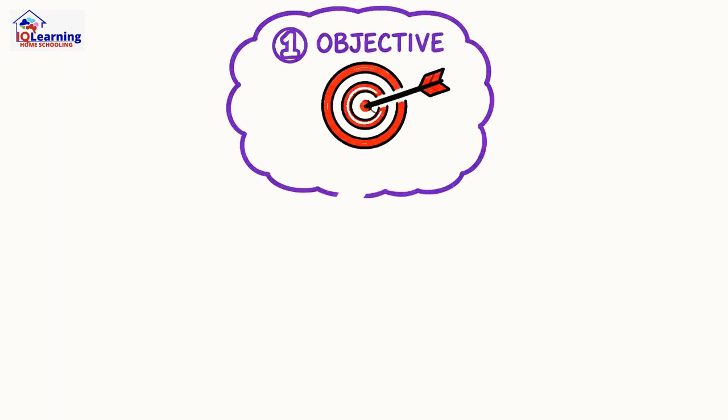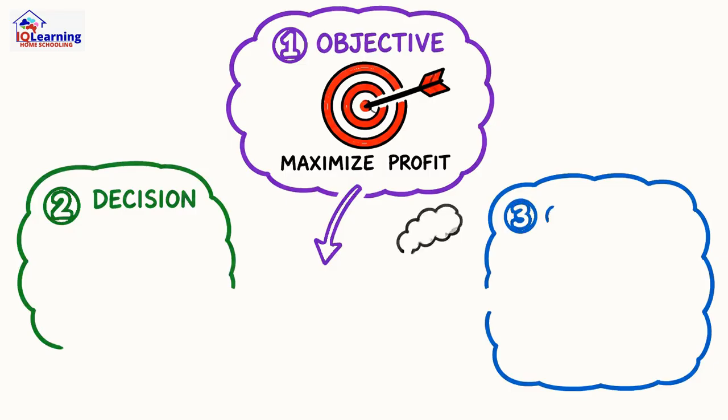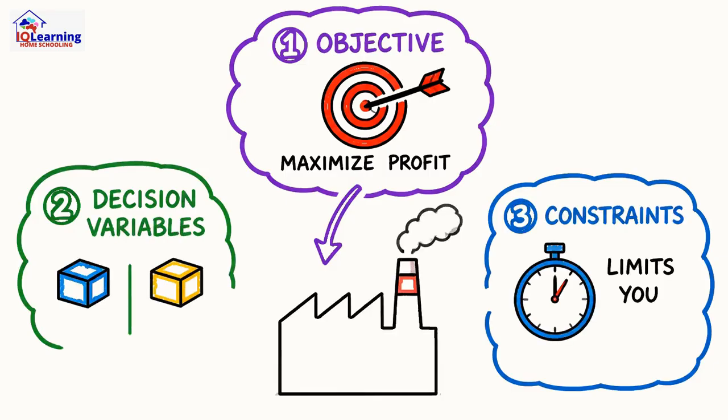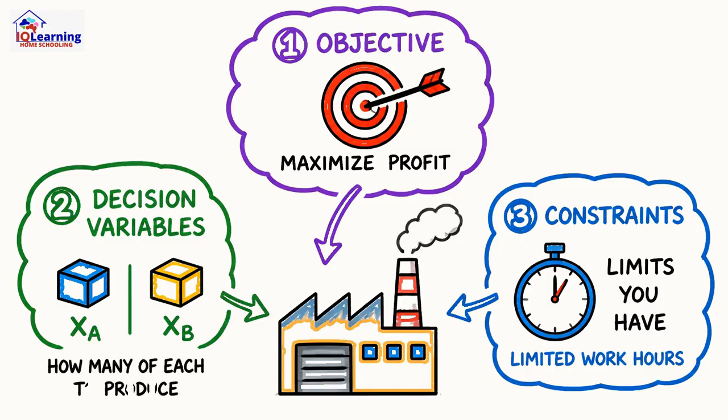Every optimization problem has three core parts. First, the objective function. That's your goal, like maximizing profit. Second, the decision variables, the things you control, like how many of product A or B you produce. And third, the constraints, your limits, like the 120 hours of labor you have each week.